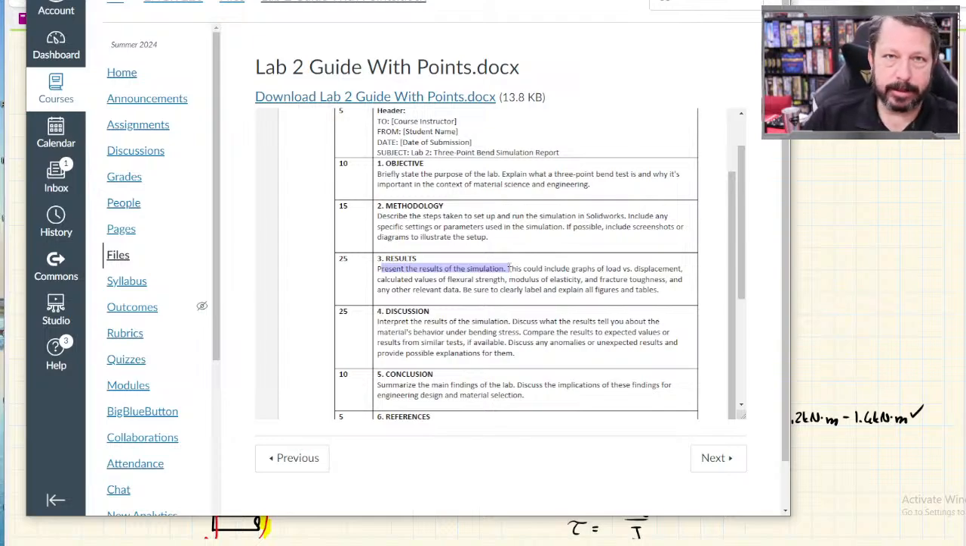Obviously, you can get modulus of elasticity from a tensile test specimen. That's maybe the more traditional way, but that's one thing you could do.